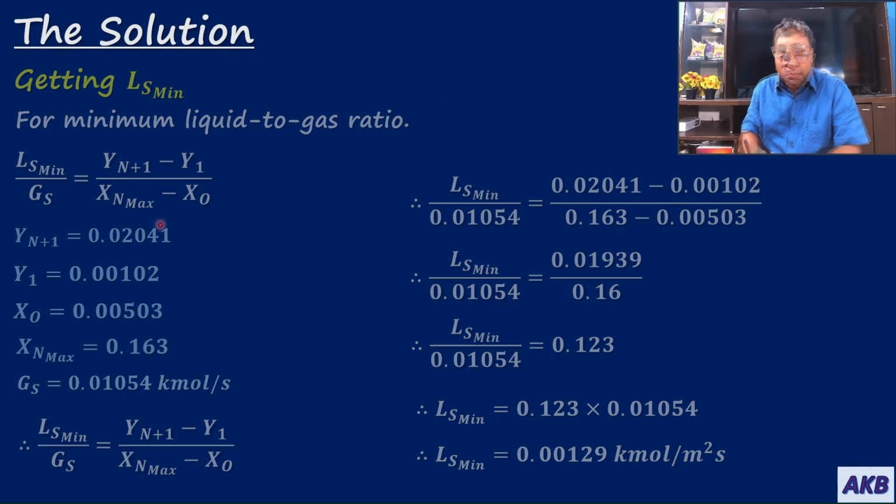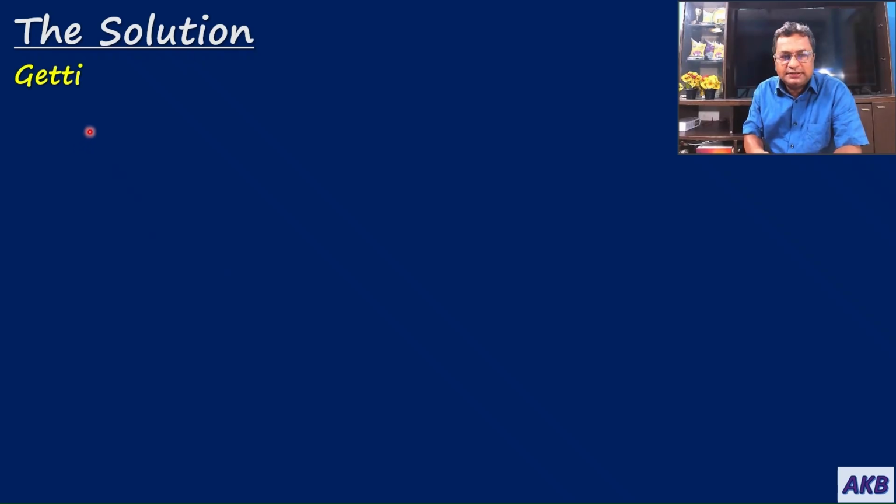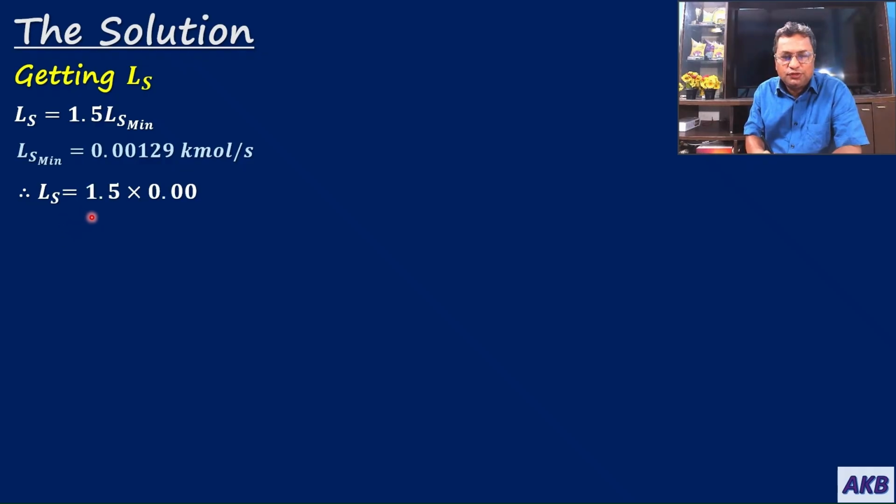Let us move ahead. Now let us get LS. LS is 1.5 times LS minimum. LS minimum we got is 0.00129 kilomole per second. Therefore, LS will be equal to 1.5 into 0.00129. That gives us LS as 0.00194 kilomole per second.